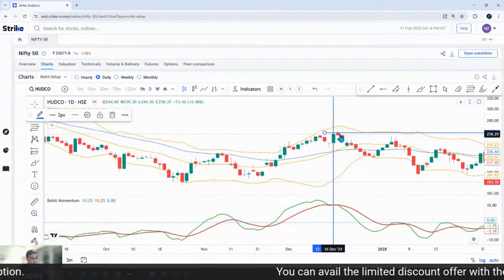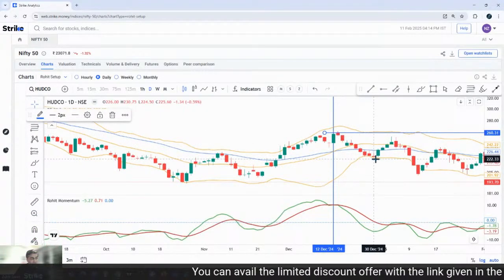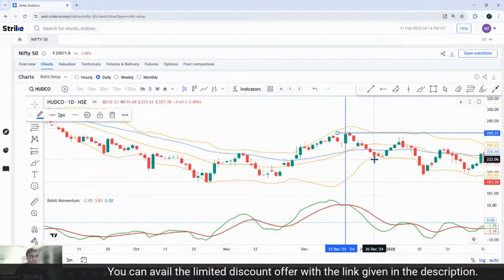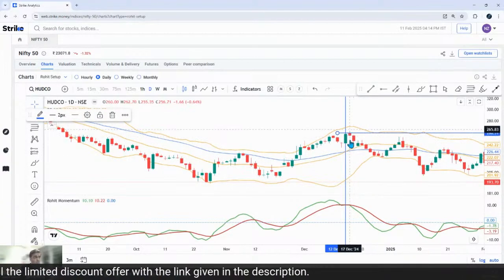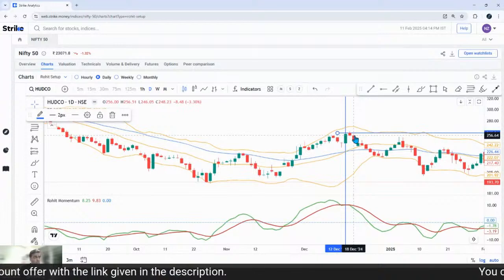So this is where a call option seller would have benefited a lot. Now, if you are a trader, want to trade only for a day or two, this is the place where you would have bought a put option.